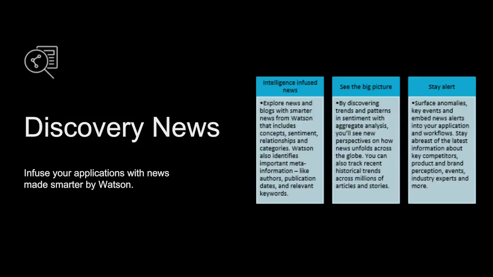Now, if you were using Alchemy Data News, then your go-to product from a migration perspective is Discovery News. Discovery News is part of the Watson Discovery Service, and it has a news collection which has been enriched with NLP, so you're able to identify important metadata within news and query on that metadata. You're able to also apply complex aggregate queries on the data to surface patterns and identify trends historically over millions of articles.